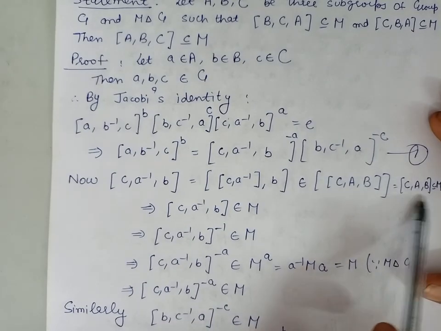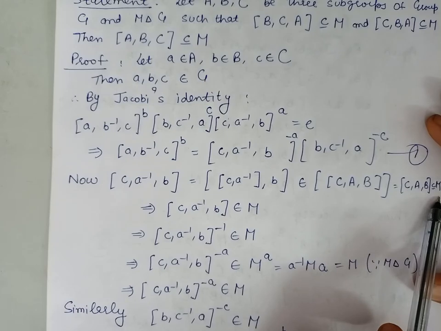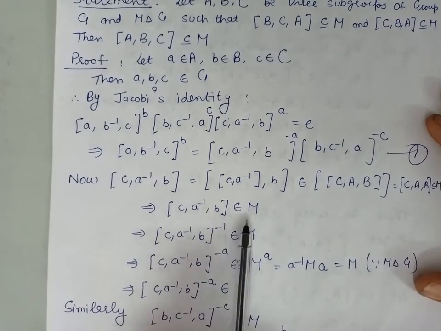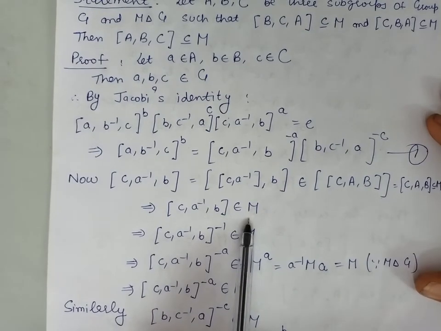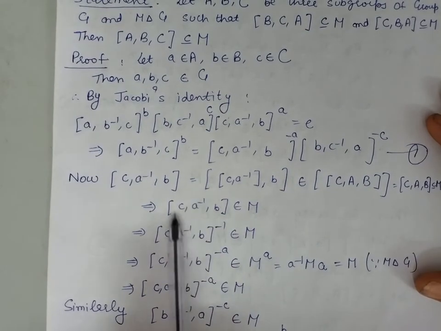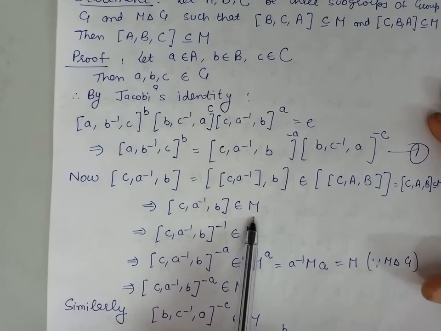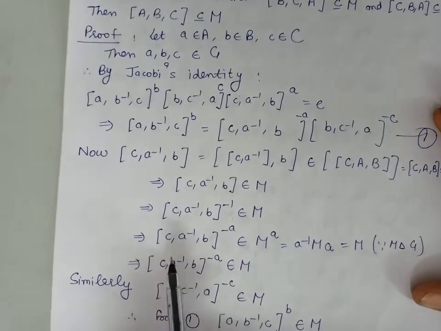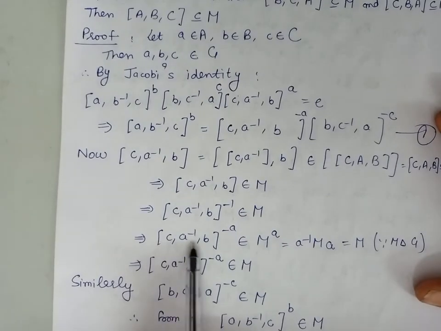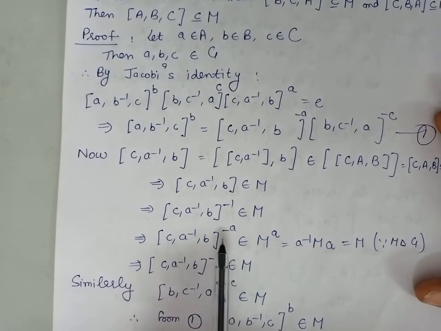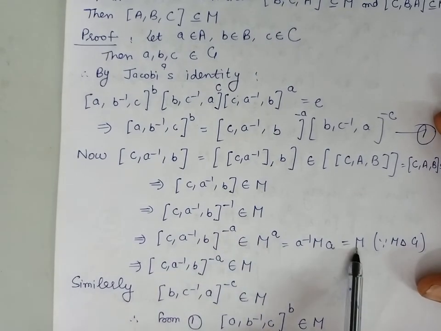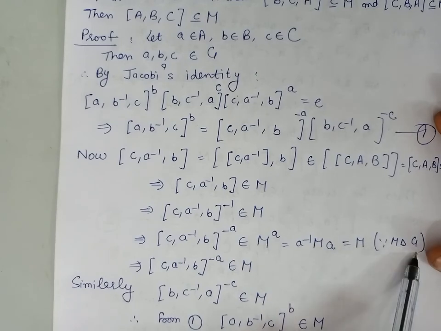And this is already contained in M. So we have proved that this element belongs to M. Now, because M is a subgroup of G, if this element belongs to M, its inverse will also belong to M. And therefore, the commutator of C, A inverse, B, and further its power minus A, that will again belong to M, because M is a normal subgroup of G.